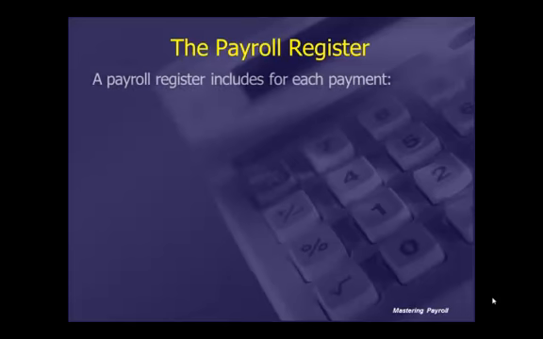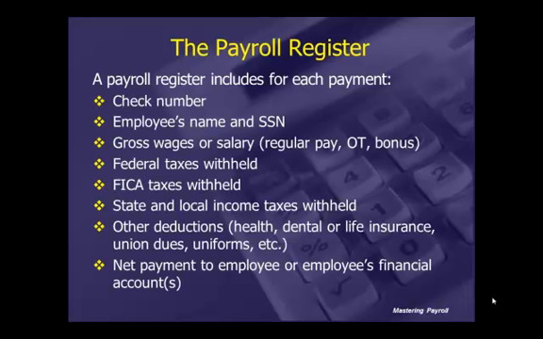Then we move into a payroll register, and a payroll register is where we're reporting payroll as part of the accounting system. The payroll register includes, for each payment, a check number, an employee's name and social security number, and the gross wages or salary, which would include regular pay, overtime pay, bonus pay, and commissions, all of that would be listed. Federal taxes withheld, FICA taxes withheld, and usually FICA is split into two parts, the Social Security, the OASDI, and the Medicare, the HI.